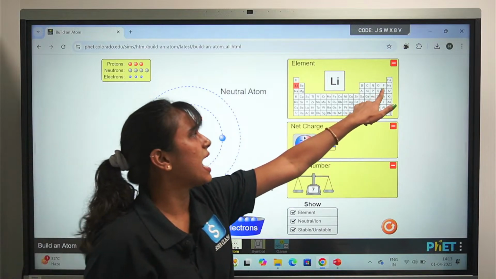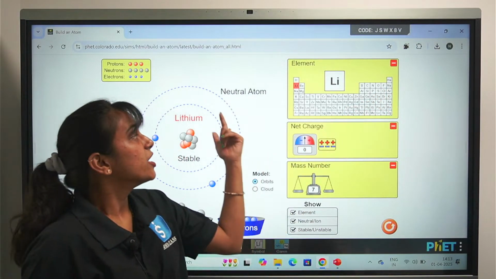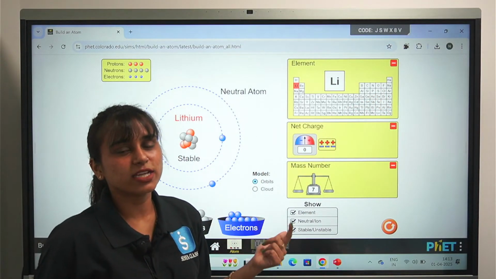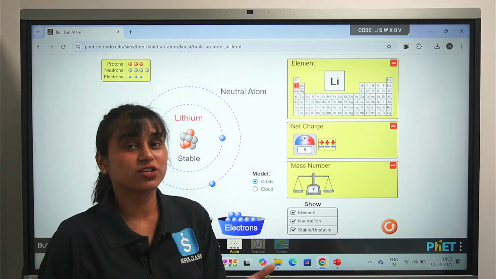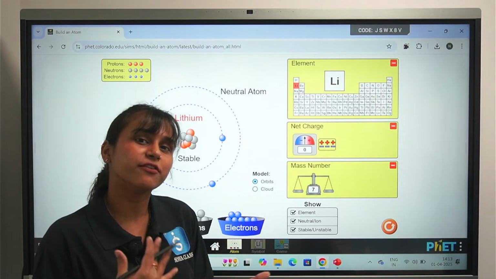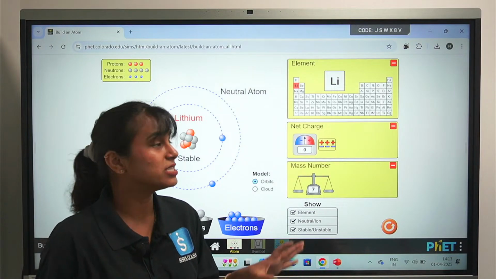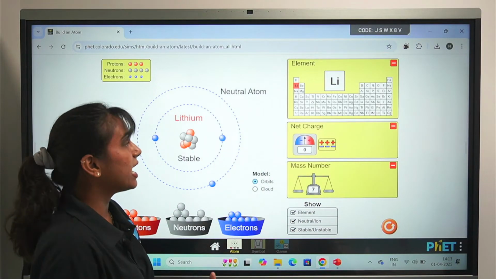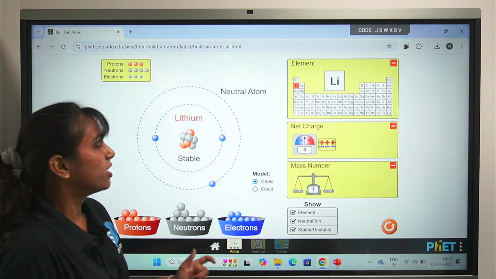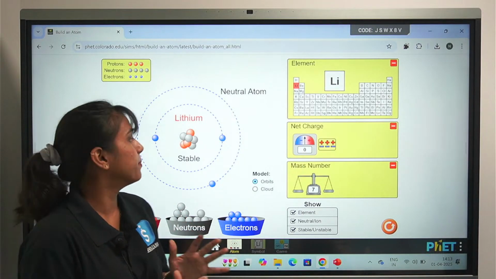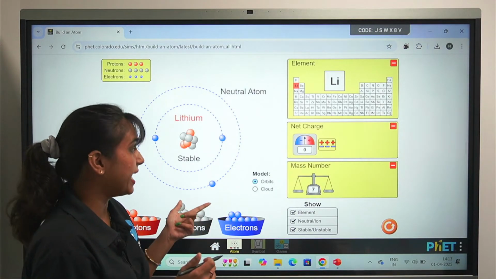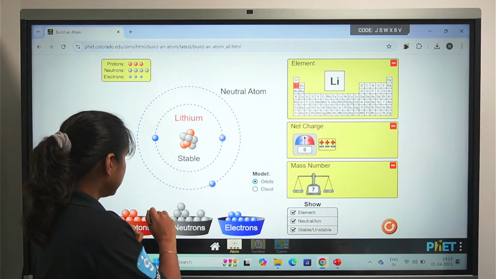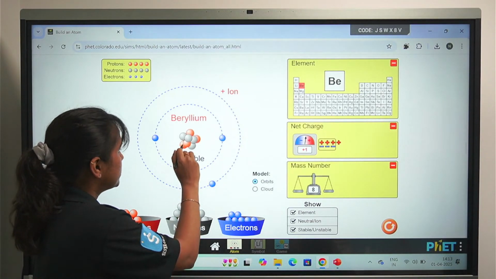Let's try one last one for neon. You can try these simulations by yourself, or we are going to take a lot more lectures based on these simulations for different concepts. So I hope you will stay tuned with us. For neon, the atomic number is 10, so the number of protons is going to be 10. A huge atom.